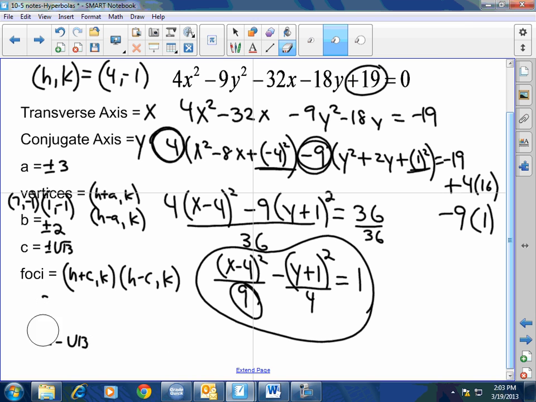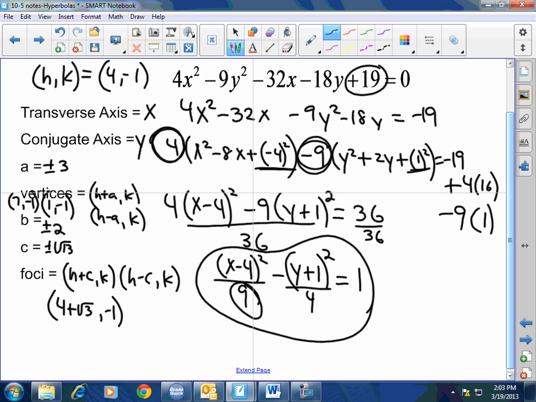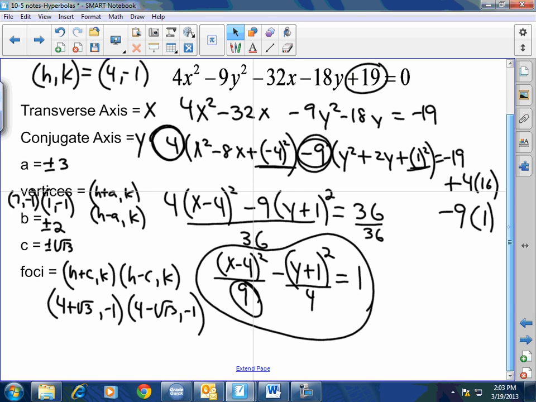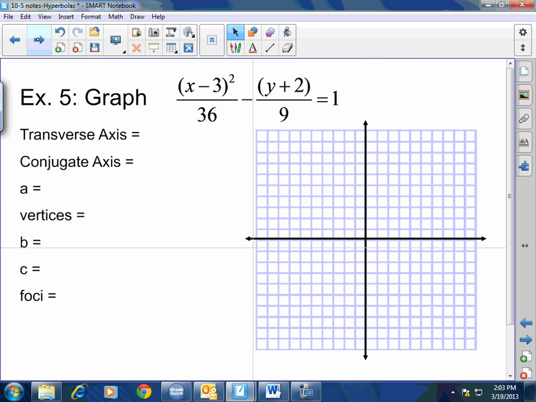So I'm going to erase this for a second. So I'm going to have H, which is 4 plus square root of 13, comma negative 1, and 4 minus square root of 13, comma negative 1. And you're good. You're golden. Is everyone with me so far? Does that make sense to you guys? Now's the time to ask. It's just a matter of plugging in those formulas. You with me? Okay. Last one, and then we'll move on to the last section.